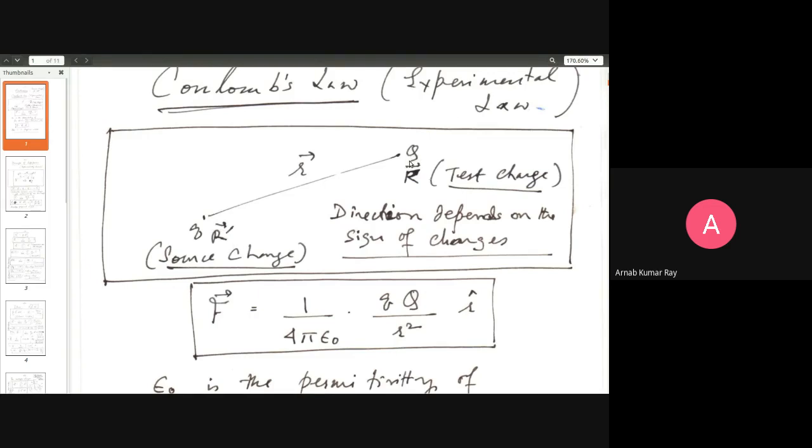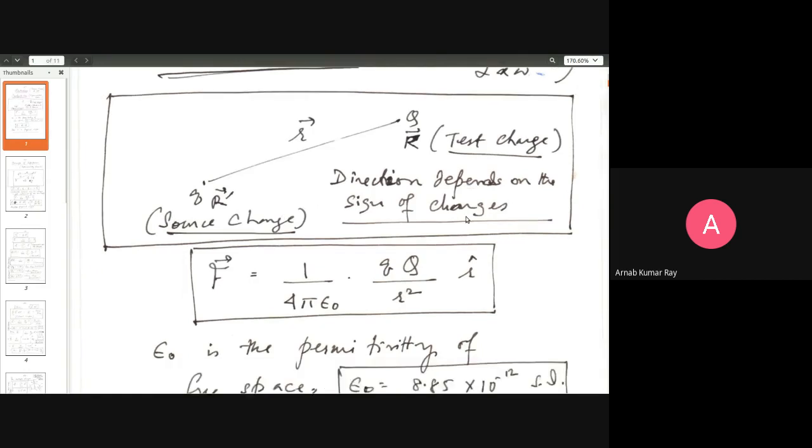And you have a test charge, capital Q, at a position, capital R. Then the displacement between small q and capital Q is vector r, this small r. This is the source charge, this is the test charge. What do I mean by test charge and a source charge? A source charge is one that gives rise to the electric field. I'm not making any restriction as of now on whether it's a positive or negative charge. It could be either of the two.